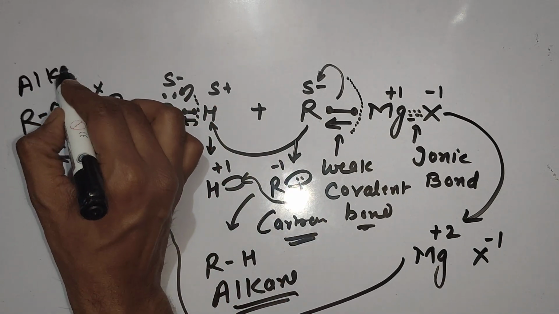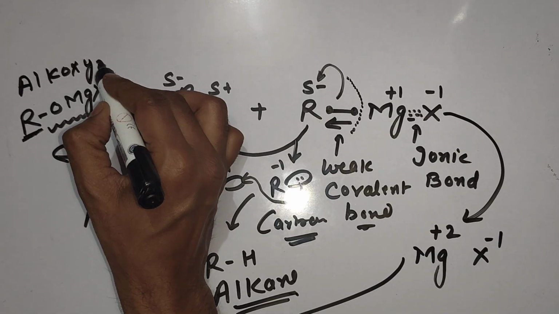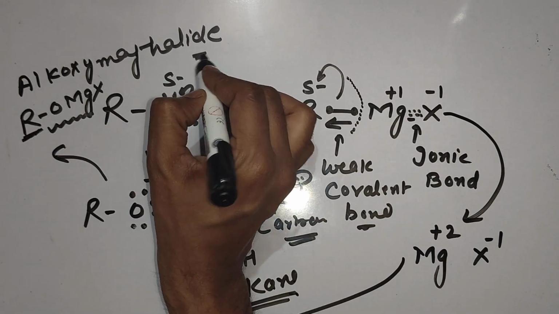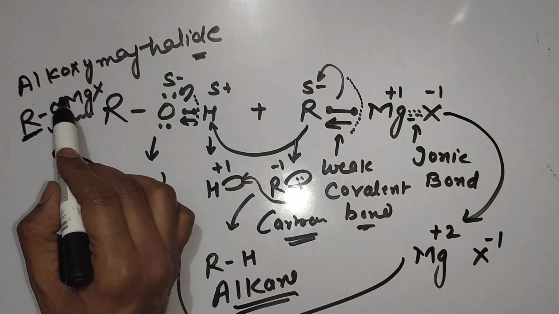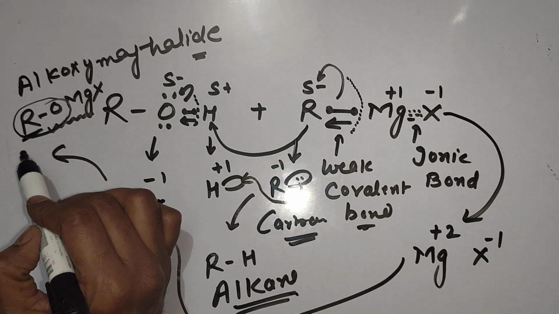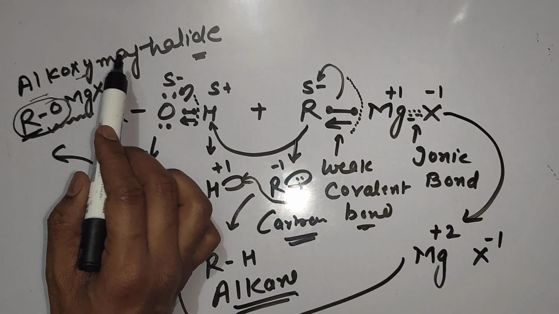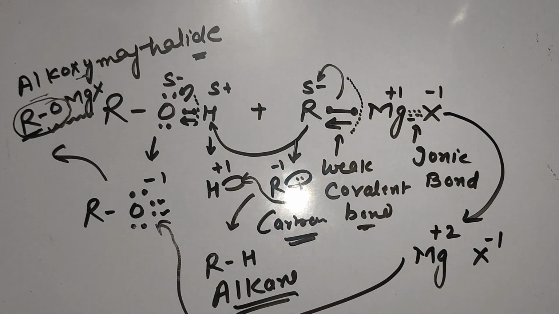We will call it alkoxy magnesium halide. This is the alkoxy part, RO: alkyl and oxygen. Alkoxy magnesium is there and halide is there. So this is the side product, alkoxy magnesium halide. Let's understand this reaction with one exact example.